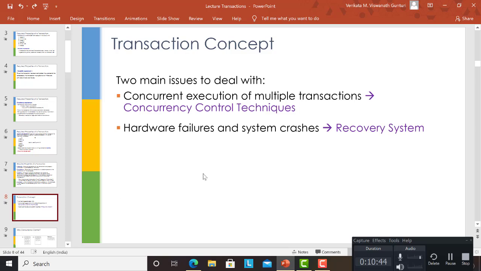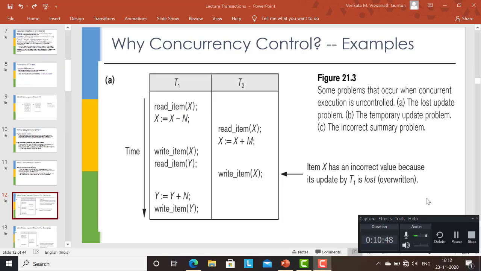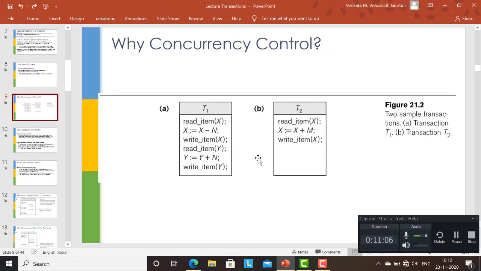Okay, I think I already covered this. In the next couple of slides, what I'm going to do is show you some examples to illustrate the importance of the isolation requirement, right? So let me go back a little. Yeah, so we have two transactions here.